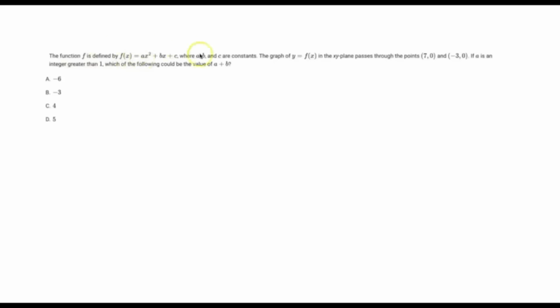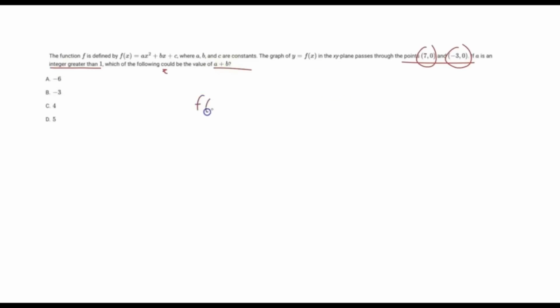Function f is defined by the standard form of a quadratic. A, b, c are constants. When its graph is drawn, it passes through these points. So these 2 points, 7, 0 and negative 3, 0, these are the x-intercepts. It says if a is an integer greater than 1, which of the following could be a value of a plus b? So could means that there are multiple possible values, but just based on our choices here, which one could be a value of a plus b? So first off, let's just write what we know.